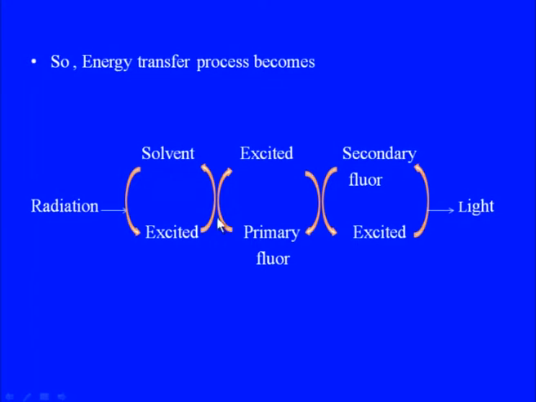On de-excitation, it will release some light of a longer wavelength, which will excite the primary fluor. Again on de-excitation, it will emit longer wavelengths, which will excite the secondary fluor, and then on de-excitation again it will emit a further longer wavelength, which will be read by the photomultiplier tube. So, that is the whole summary of energy transfer here.